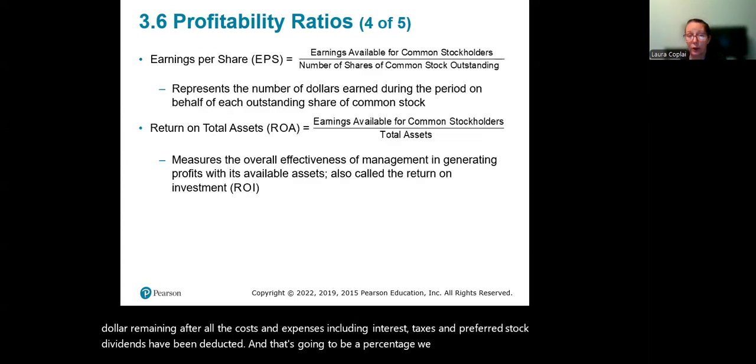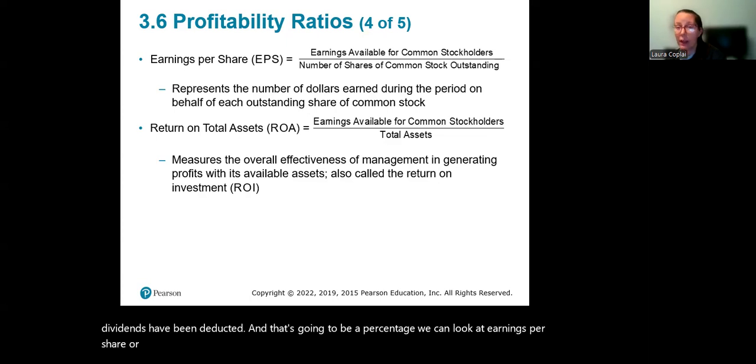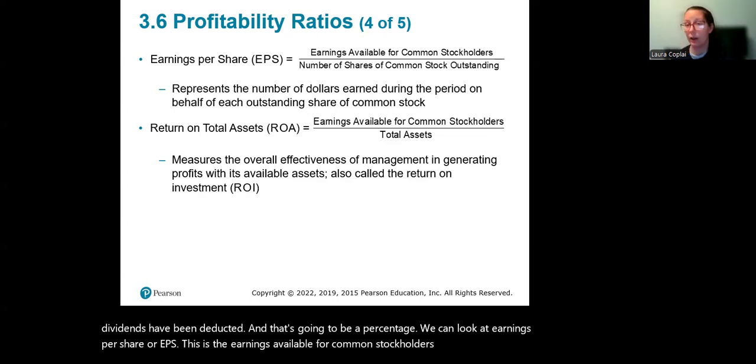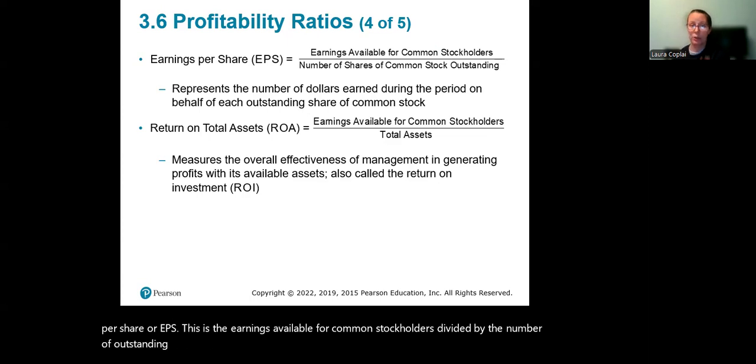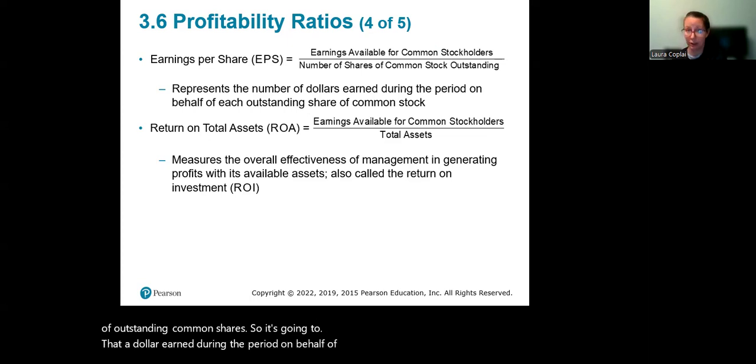We can look at earnings per share, or EPS. This is the earnings available for common stockholders divided by the number of outstanding common shares. So it's going to represent the dollars earned during the period on behalf of each outstanding share.